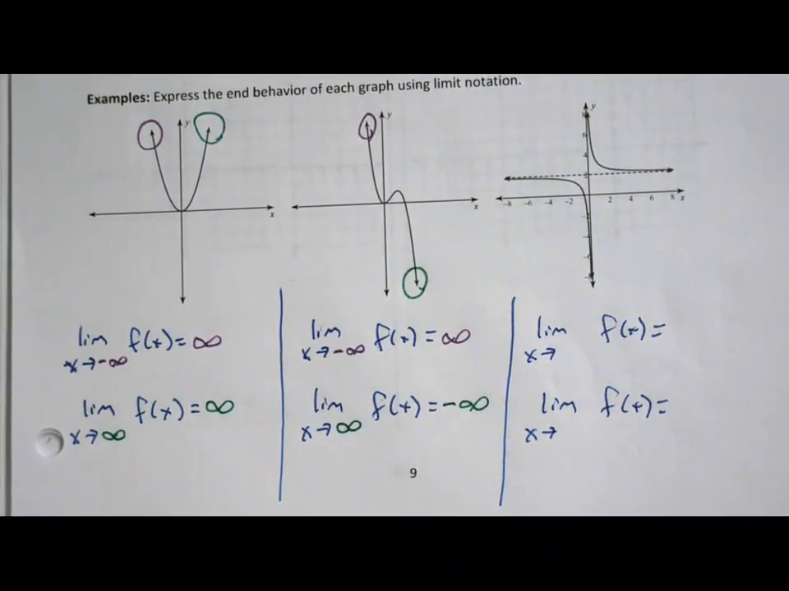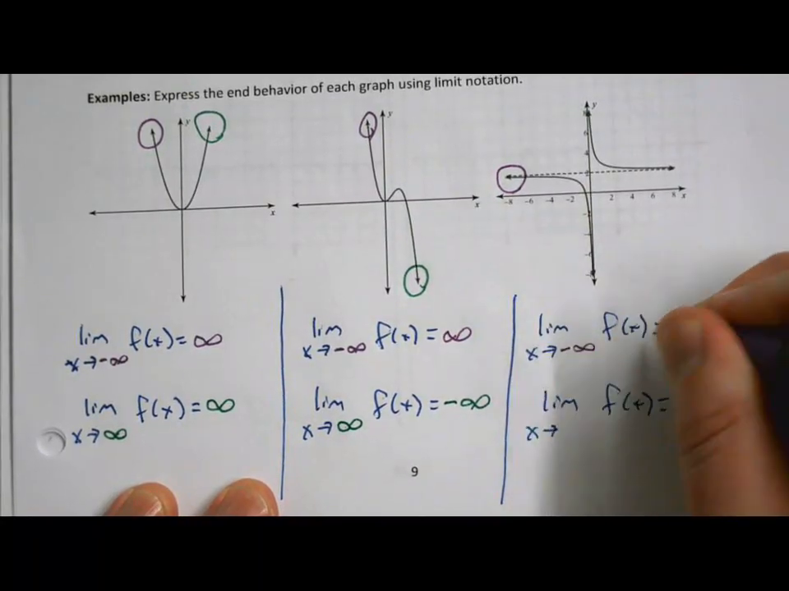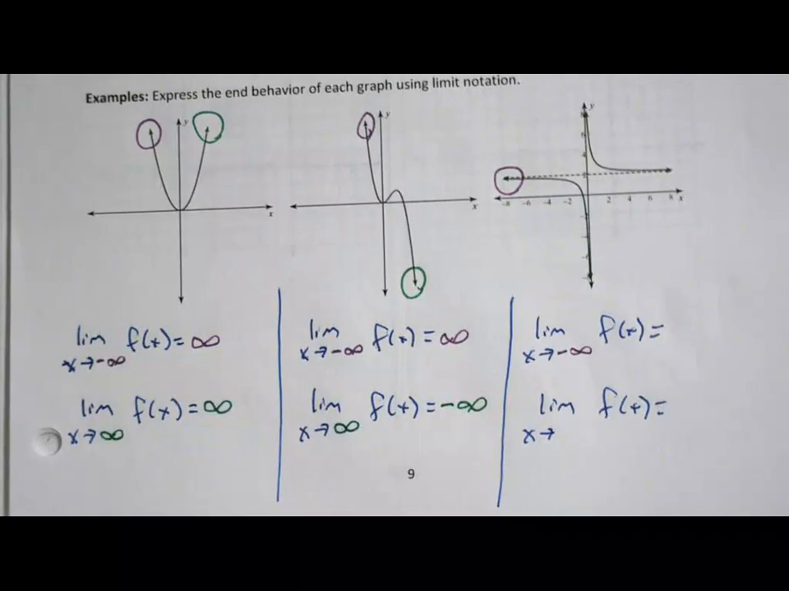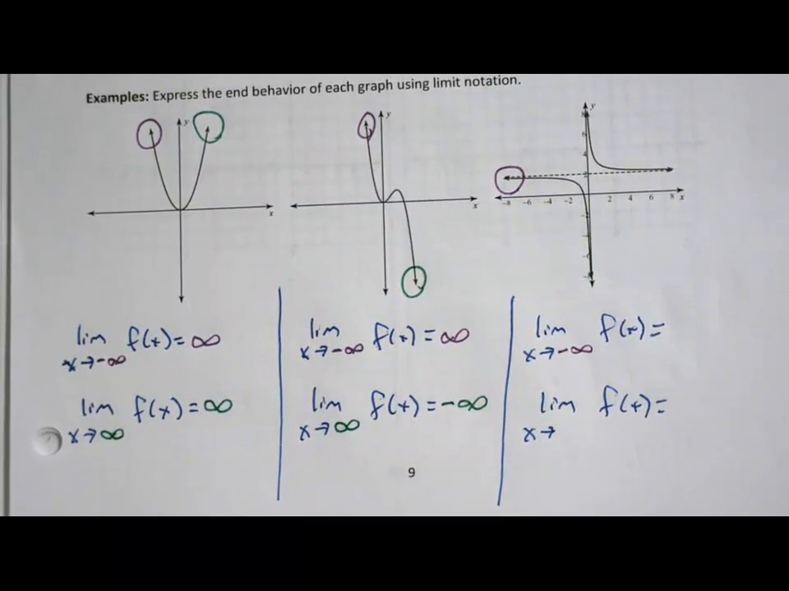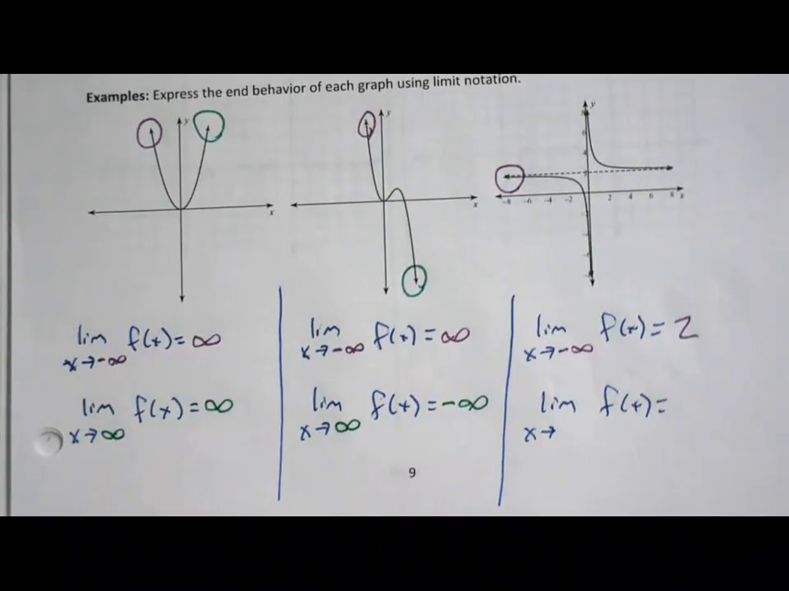Hooray! Here on the left, x is going to negative infinity. And what's y doing? It looks like it's leveling off towards that horizontal asymptote. So the y value that it's settling towards is 2. So we just put a number there. If it's leveling off, we put the number where it's kind of settling into.